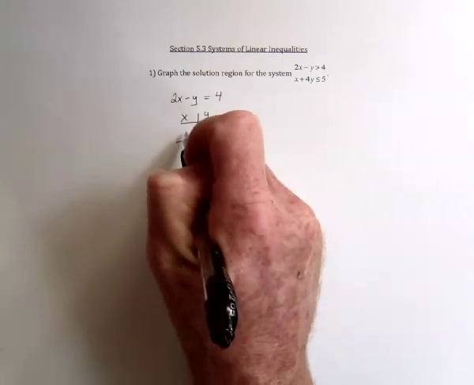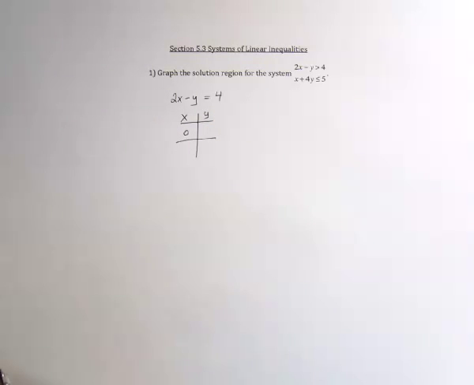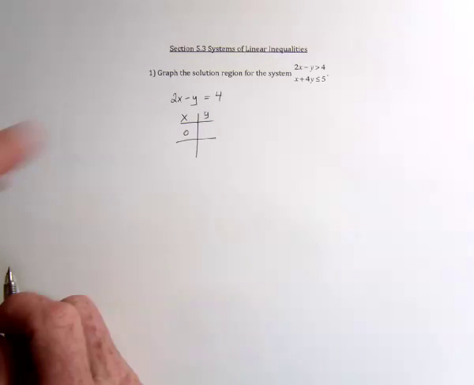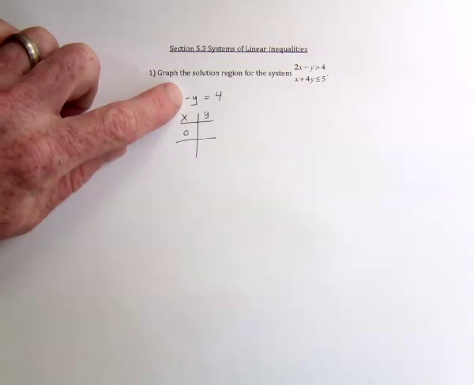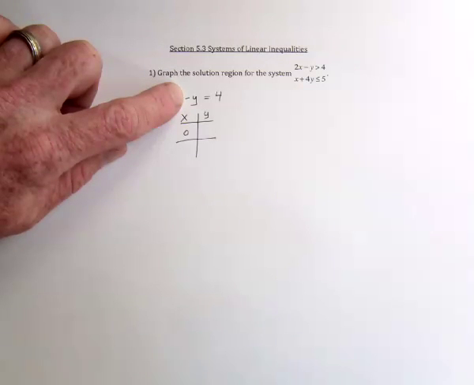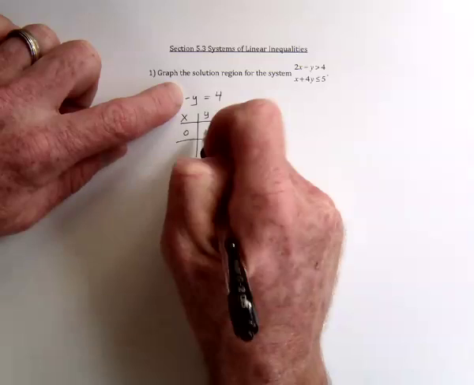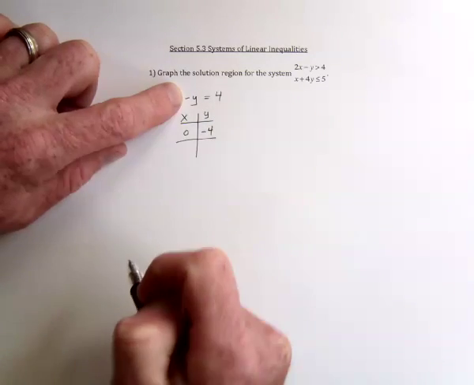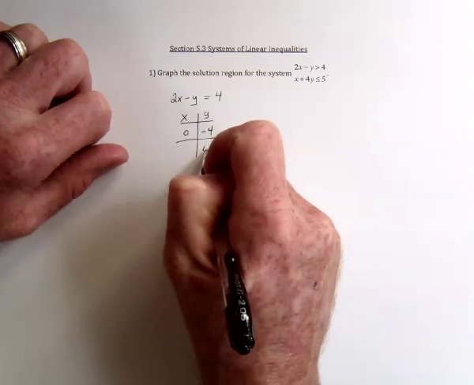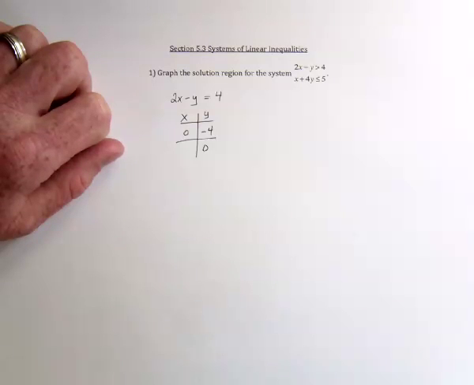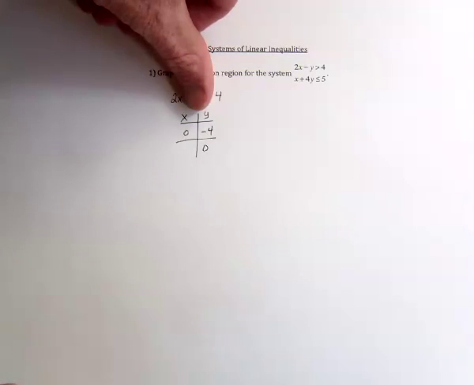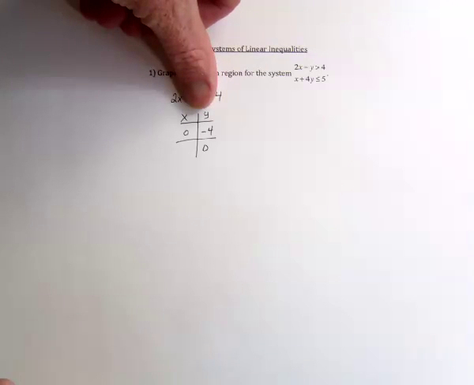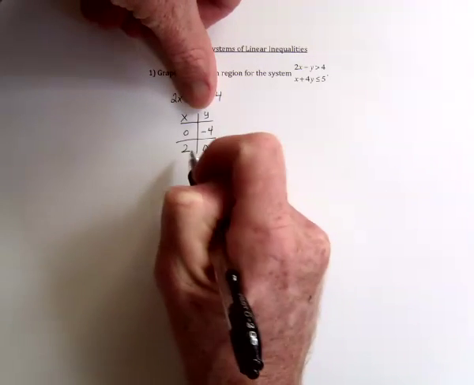So choose something for x, let's say 0, and if x is equal to 0, that's going to get rid of that term, and solving for y gives us y equals -4. Likewise, I can have y equal to 0, in which case that term is gone, and we've got just 2x equals 4, so divide, and x is equal to 2.